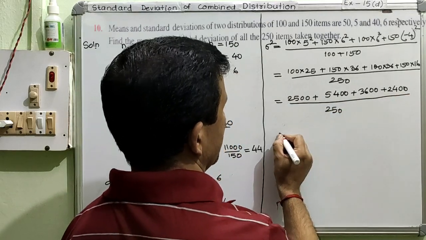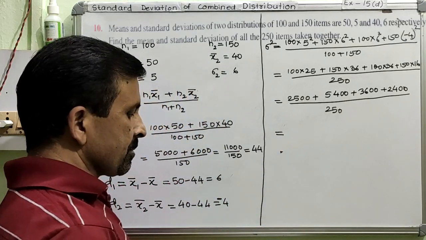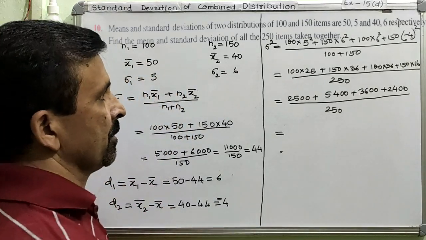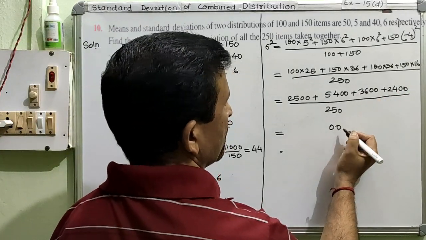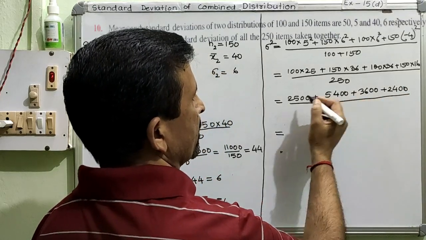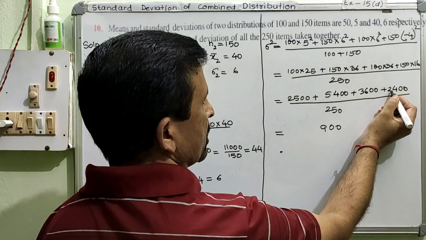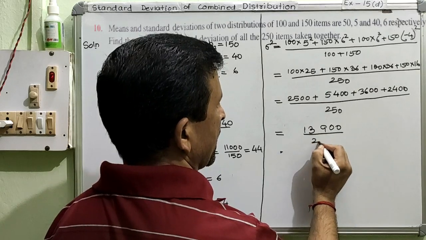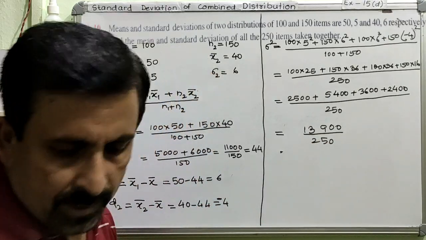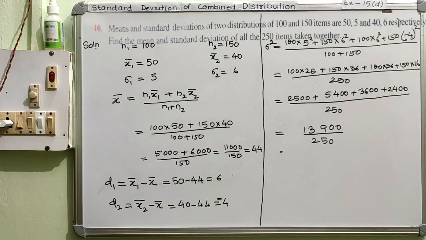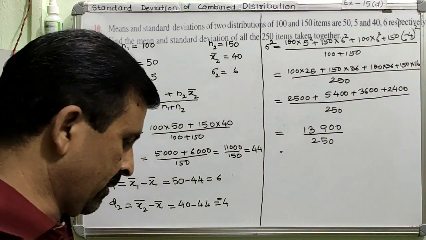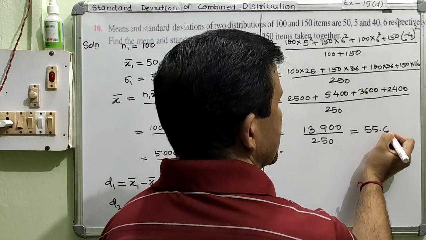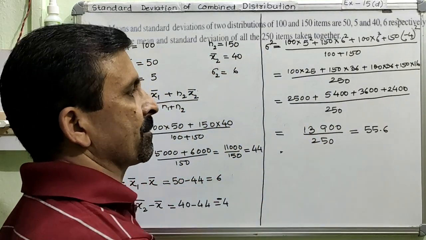Now we can add all this. So the sum of all this will come how much? 0, 0, right? Then 4, 6, 10, and 4 is 14, 14, 5 is 19, carry 1, 2 and 3, 3, 6, 6, 5, 11, 2, 13. So 13,900 divided by 250. Is this very clear? Now we have to divide this, and the quotient is coming as 55.6. So the value of sigma square is 55.6.